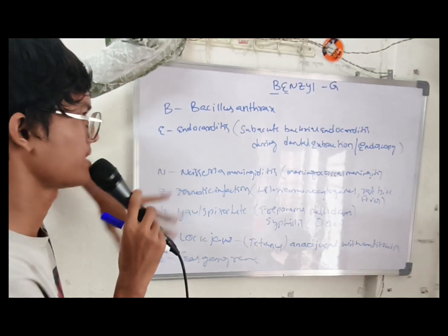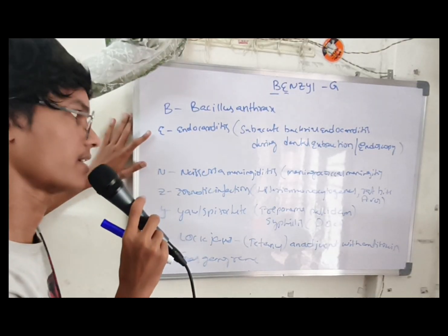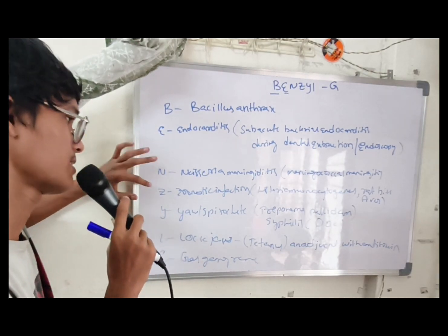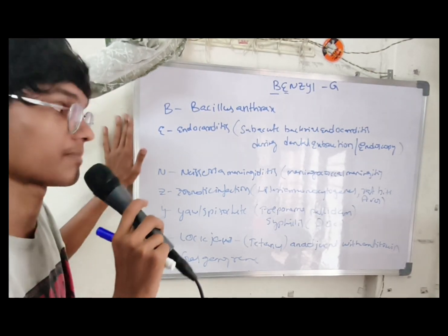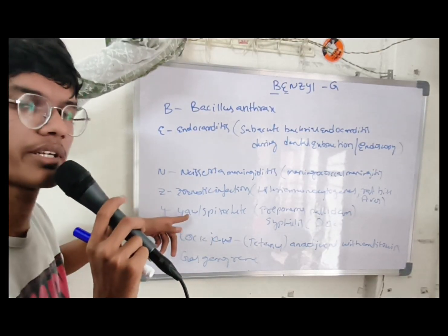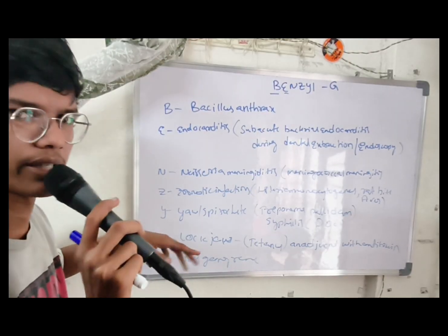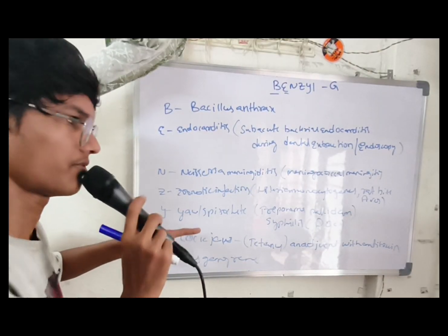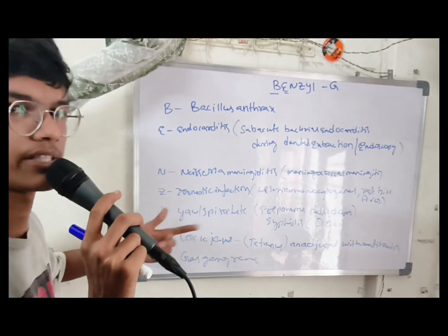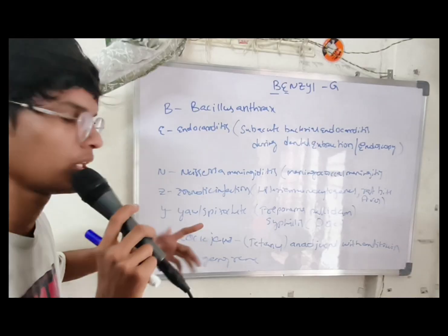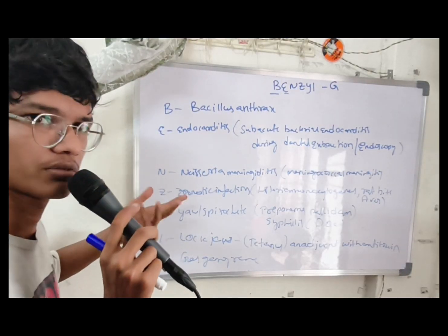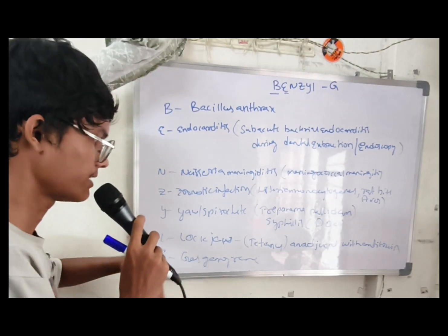B for Bacillus anthracis, E for endocarditis, subacute bacterial endocarditis during dental extraction or endoscopy, and N for Neisseria meningitis or meningococcal meningitis, Z for zoonotic infection like Listeria monocytogenes and rat bite fever. Y for yaws, a disease caused by a spirochete. You can type this name in Google and get the photo. For syphilis it is the drug of choice. And L for lockjaw in tetanus as an adjunct drug with the antitoxin. Antitoxin is given for tetanus. We can use this benzyl G to remove the leftover organisms, and G for gas gangrene.